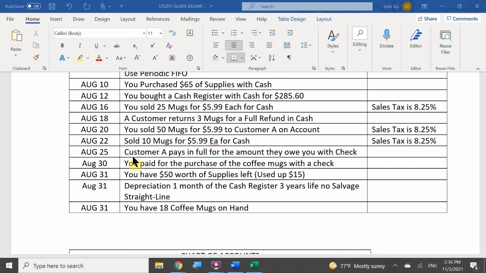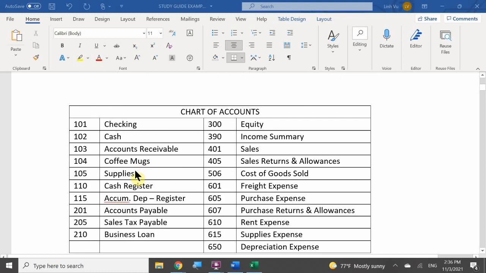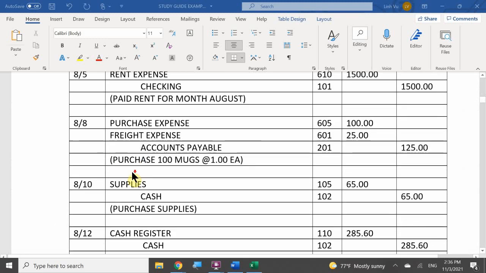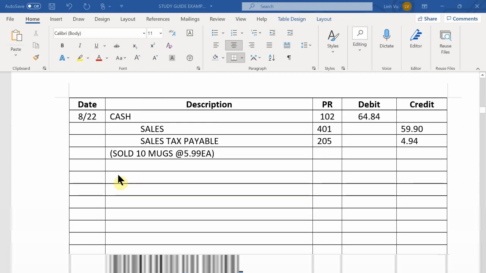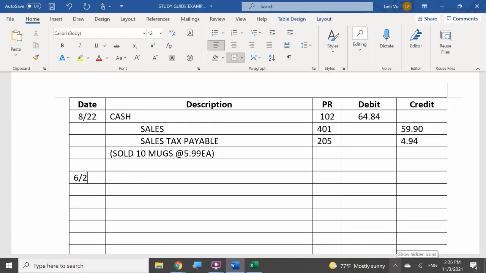The checking. Good. Now let's see, yeah, we have a checking. We increase the checking and we decrease the accounts receivable. Good. So we increase checking and decrease accounts receivable. It is the 25th now. We're increasing the checking and decreasing accounts receivable.